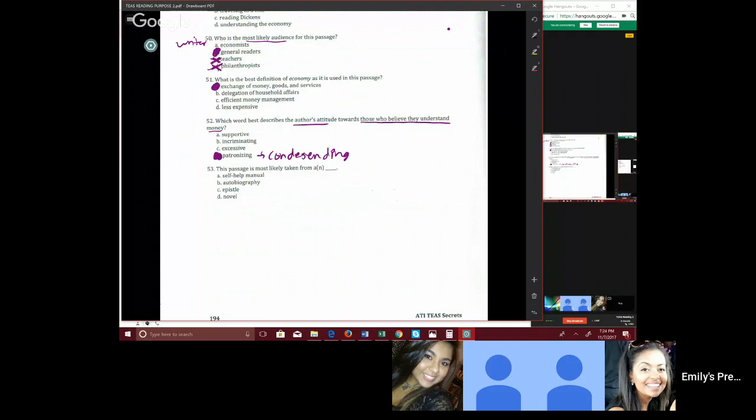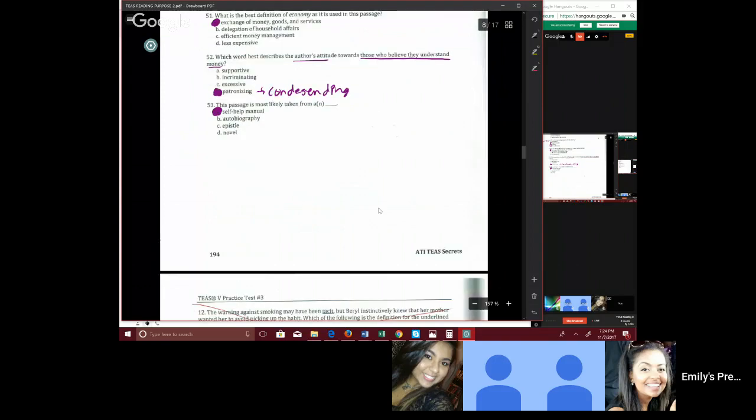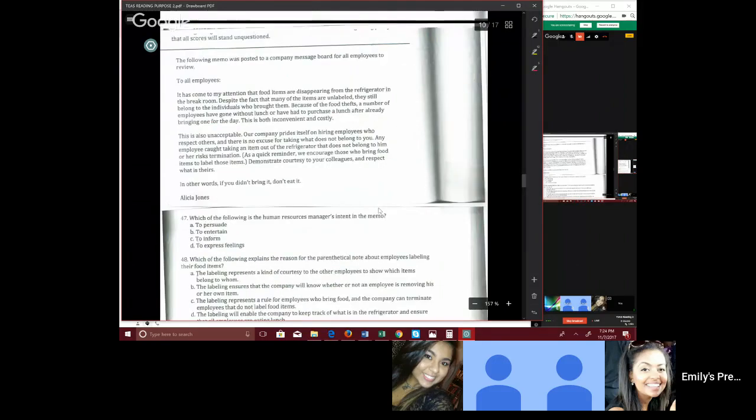This passage is most likely taken from, this is going to be self-help manual. I don't feel like it seems like something that's from a self-help manual because it's written by an economist, but it's definitely not an autobiography. That's a story someone writes about themselves and their life. An epistle is like an academic source, like a research source, so it's definitely not that. And then a novel would be a story, so it's definitely not that. So of all of them, managing money would be at least synonymous with self-help, although it just doesn't come across like it's in the manual. You will find situations like that. Let's see what else we have coming.